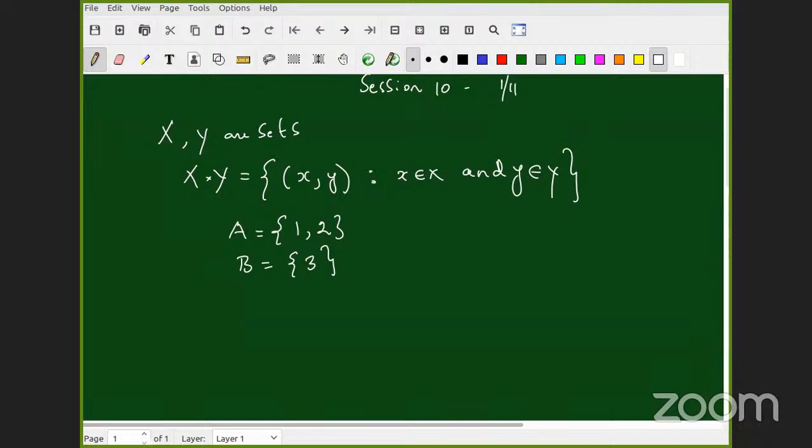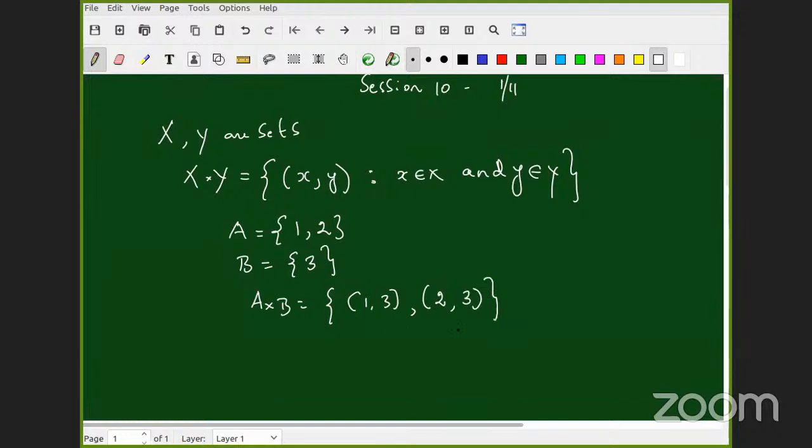Now let me ask. Let's go to R5, Sophia. (1, 3), (2, 3). Therefore, how many elements are there in A cross B? 2 elements. How should I write? As ordered pairs. So A cross B consists of 2 elements: the ordered pair (1, 3) and the ordered pair (2, 3).